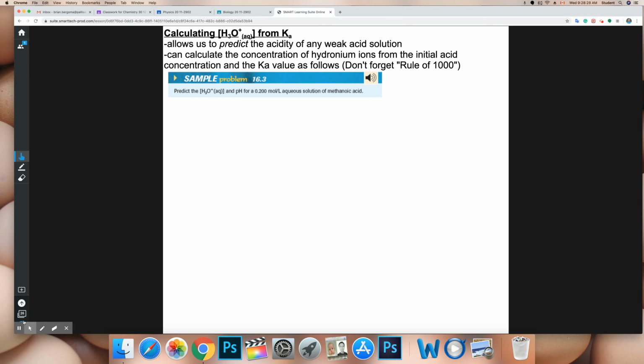And then again, this sample from page 740. For this one, we're calculating the hydronium concentration from our Ka, so it allows us to predict the acidity of any weak acid. For this one is when you're going to use your rule of 1,000, which they do in your textbook when you're solving for it.